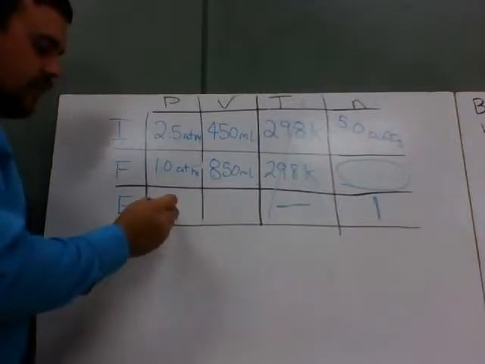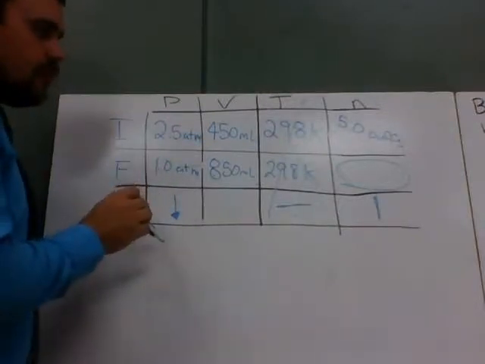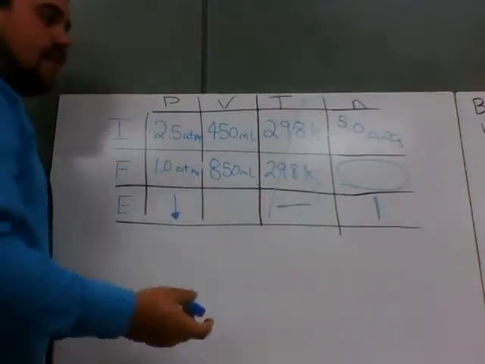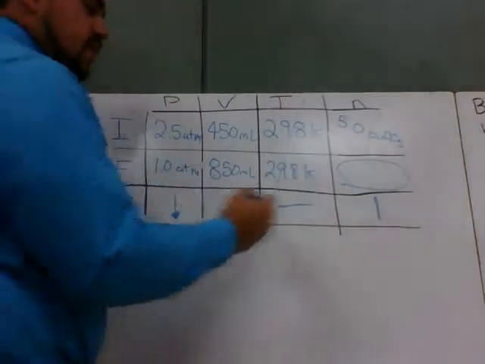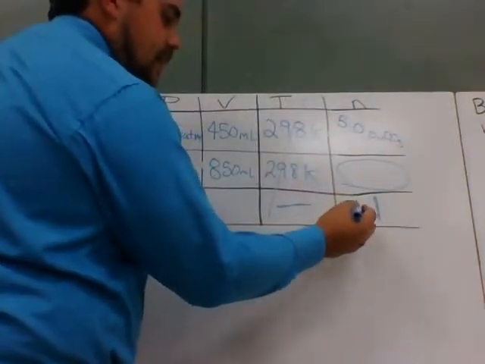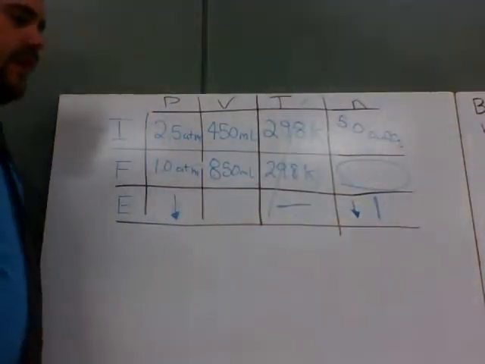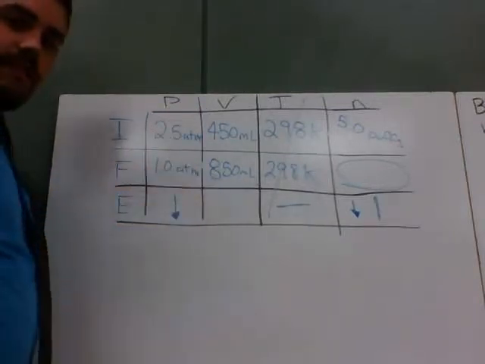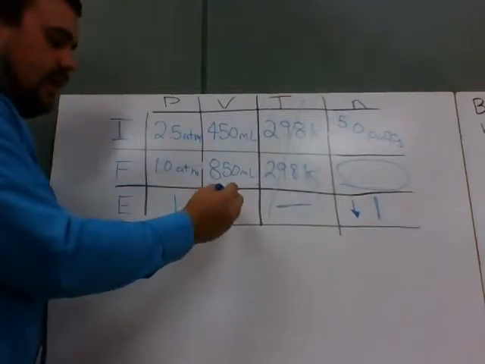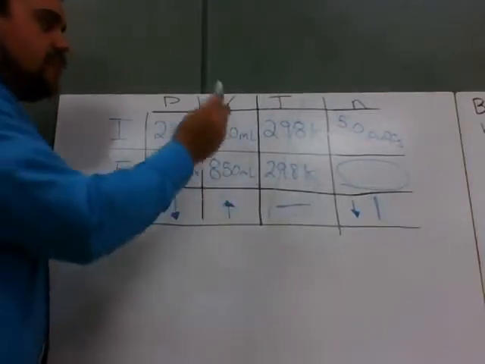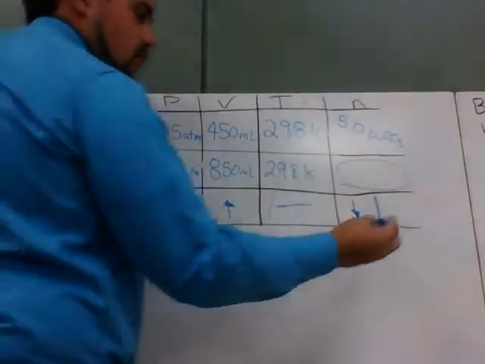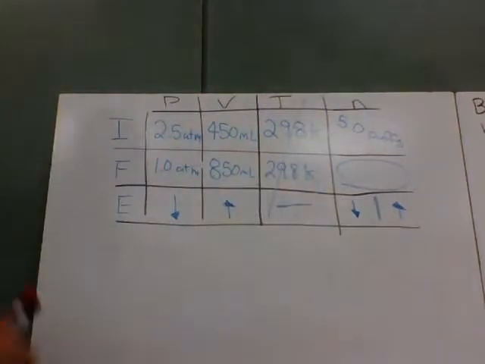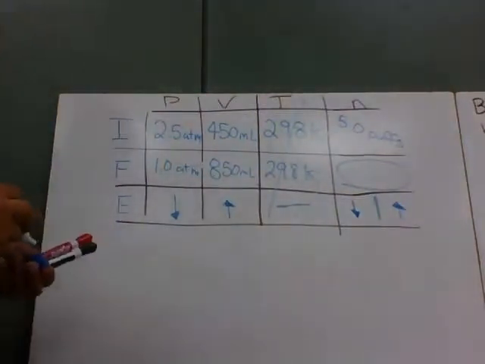Well, if I'm decreasing my pressure, then what does that mean about the number of particles? Those are directly proportional, which means if one goes down, the other must go down by the same amount. Volume, however, starts at 450 and goes up to 850. Therefore, it is increasing. And the relationship between volume and N is directly proportional as well, so it's also going to go up. So to solve this, we've got two things that we've got to consider.